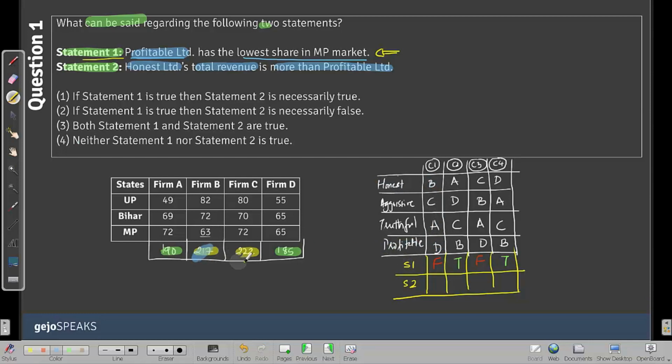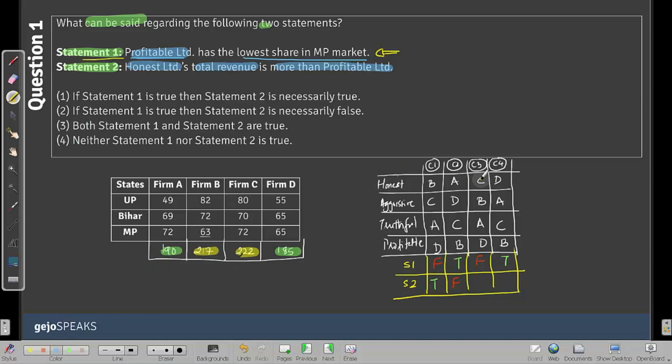B is 217, D is 185. That statement is true. Let's go ahead and check the next one. Is A greater than B? A in this case is 190, and we are checking for B, right? So B in this case is 217. That is false. A, 190, is not greater than 217, so this particular statement is going to be false.